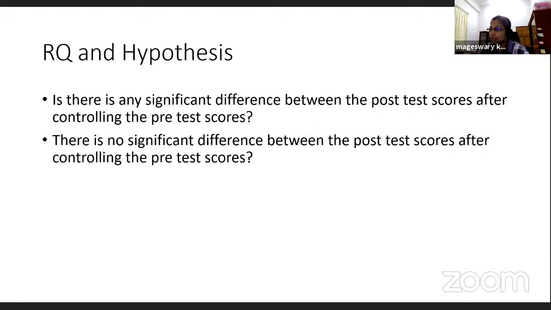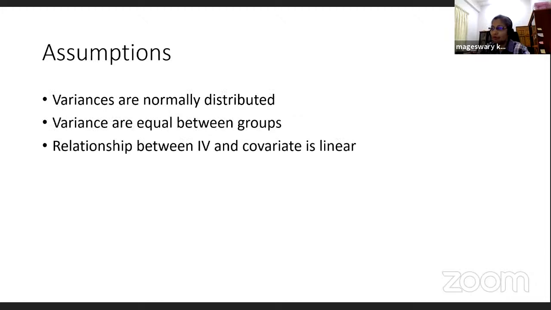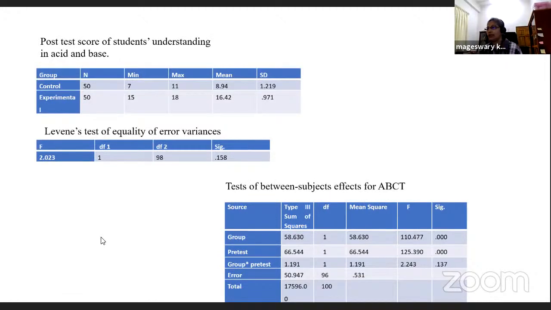Right. So how do you control? Now, before going to that, the assumptions: variances are normally distributed, skewness, variances are equal between groups (homogeneity of variance), and the relationship between IV and covariate is linear. All these things you can determine using SPSS. I'll go through a little more example using this. Let's say for example, hold on, let me see where I can.